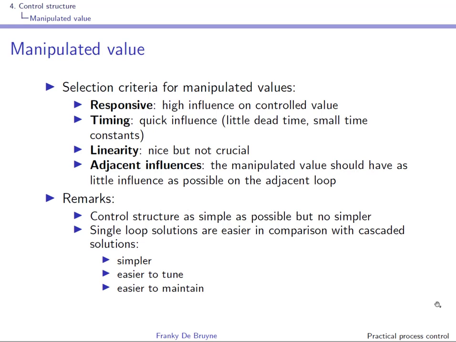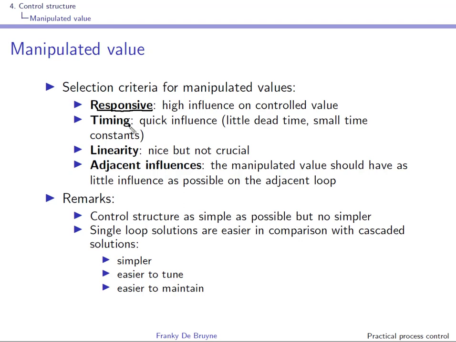Well, in our systematic method to design the control structure, we have considered item 1. This is the choice of PV, and now we are going to consider the second item, which is the choice of the manipulated value. We should use the following selection criteria for the manipulated values, MV. The manipulated values should be responsive in the sense that they have a high influence on the controlled value or on the process value. So the gain from MV to PV should be sufficiently high.